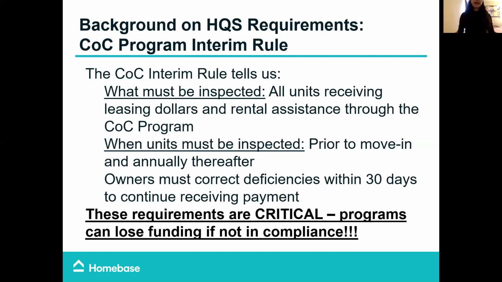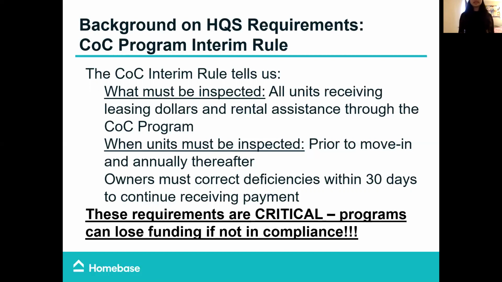Now I'll note that, again, in response to COVID-19, HUD has made available a set of temporary waivers, and 2 of these waivers pertain to HQS requirements. The first one is regarding the initial physical inspection of the unit. With this waiver, the initial physical inspection can be waived for 6 months, starting March 31st, 2020.